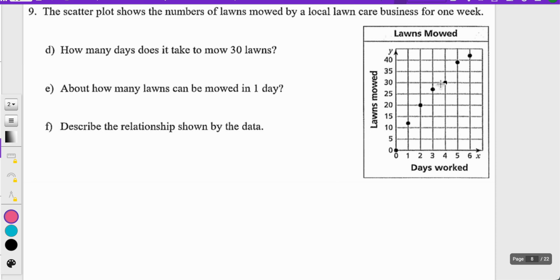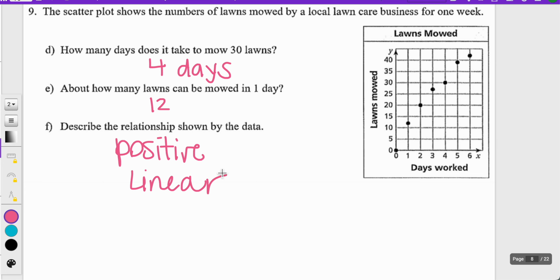Well, here's 30 lawns, and it is matching up with 4 days. Okay, about how many lawns can be mowed in 1 day? 1 day is looking like it's around 11, maybe 12. You could also do the number of lawns we had, 30, and divide that by 4. And it's saying 7.5, but according to this, we're going to say about 12. Okay. The relationship shown by the data is a positive linear because it's going up and it's making somewhat of a line.